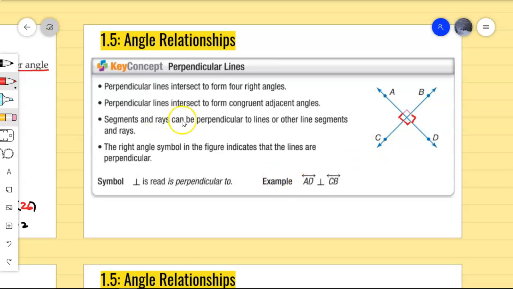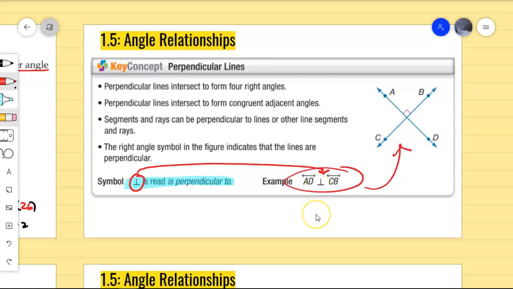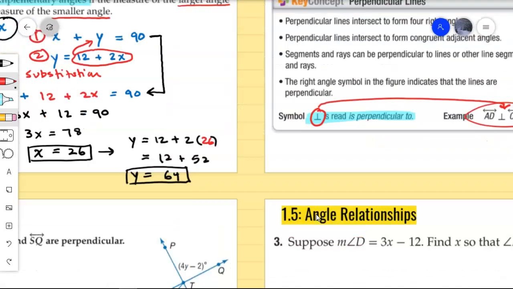And then it says segments and rays can be perpendicular to lines or other line segments and rays. The right angle symbol in the figure indicates that the lines are perpendicular. So I think a lot of this is just review for you anyway. But just remember that that perpendicular symbol is this one over here, all right? So when somebody tells you that line AD and line CB, and then they put that symbol there, that means they're perpendicular, i.e. they look like that right there, okay? They form 90-degree angles everywhere.